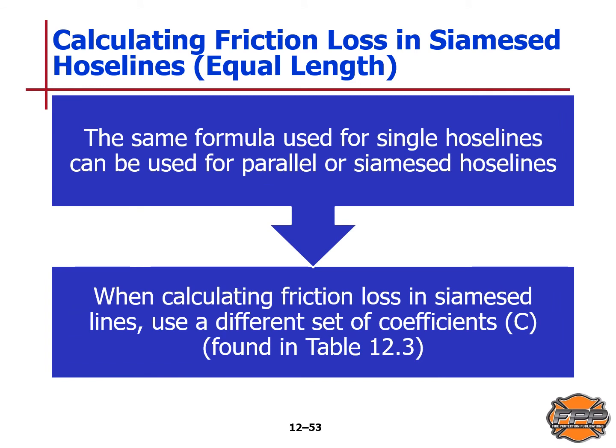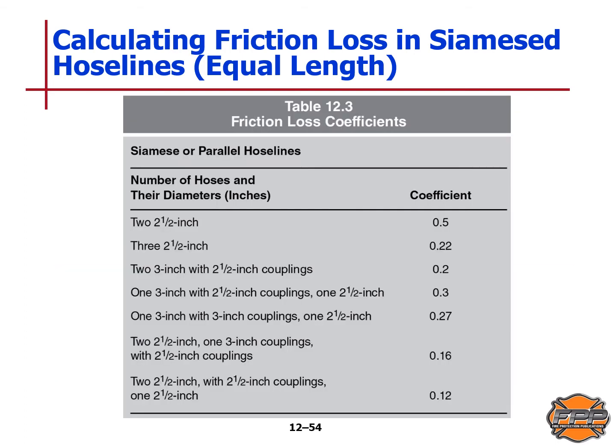Continuing with calculating friction loss in Siamesed hose lines of equal length, the same formula for single hose lines can be used for parallel or Siamesed hose lines. When calculating friction loss in Siamesed lines, use a different set of coefficients found in Table 12.3. This is Table 12.3, which is a table of friction loss coefficients. Eventually you'll get a lot of these memorized, but you see down the left the number of hoses and their diameter in inches, and the coefficient for each down the right-hand side.